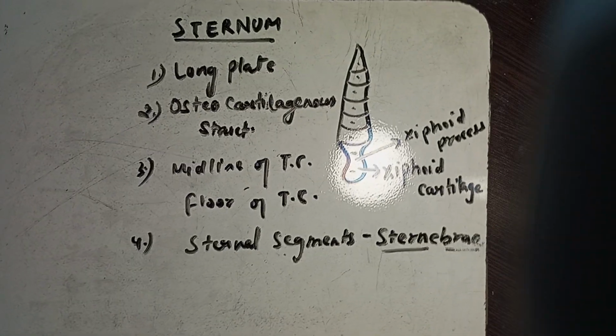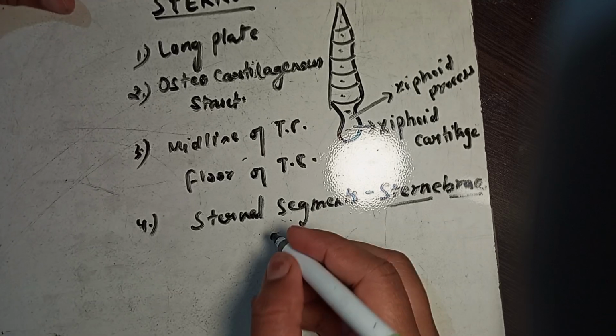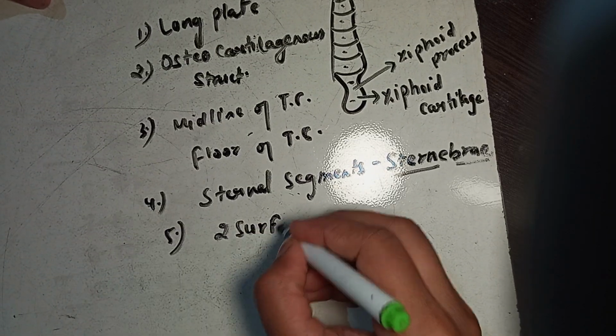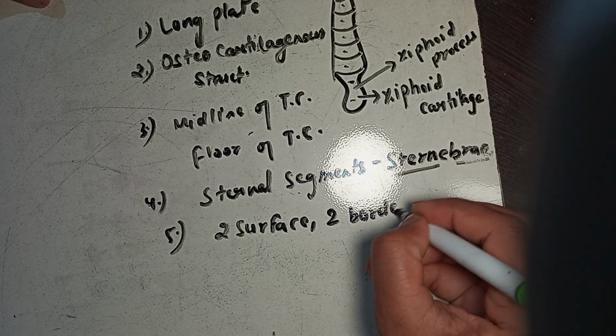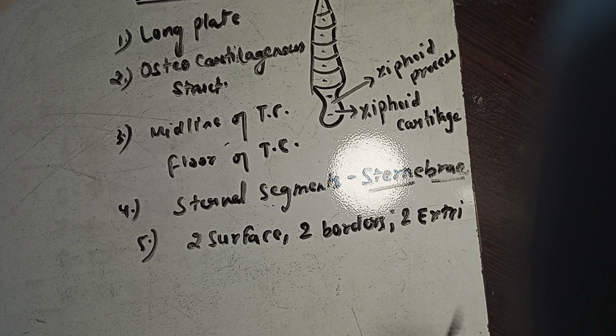Okay. Now this is a flat bone. So this flat bone must have how many surfaces? Two surfaces, and two borders, and two extremities.